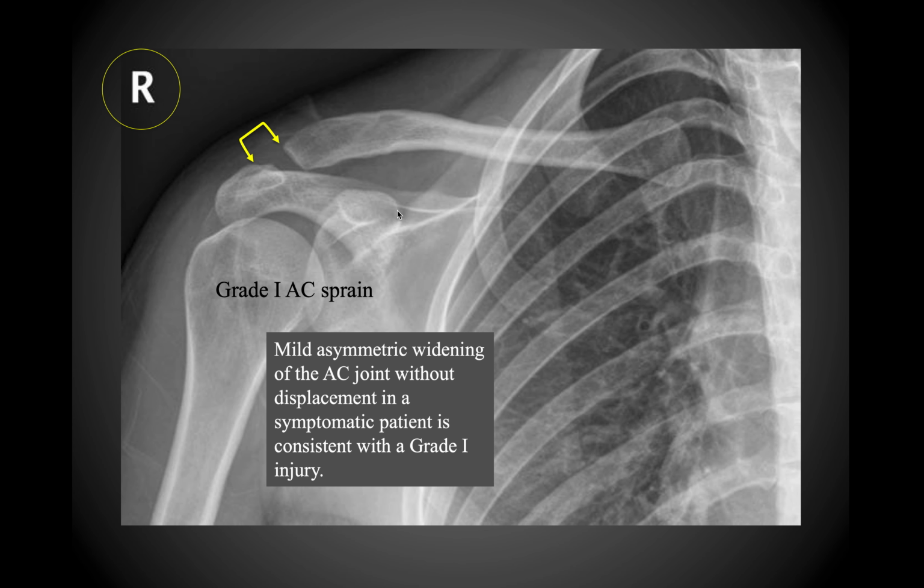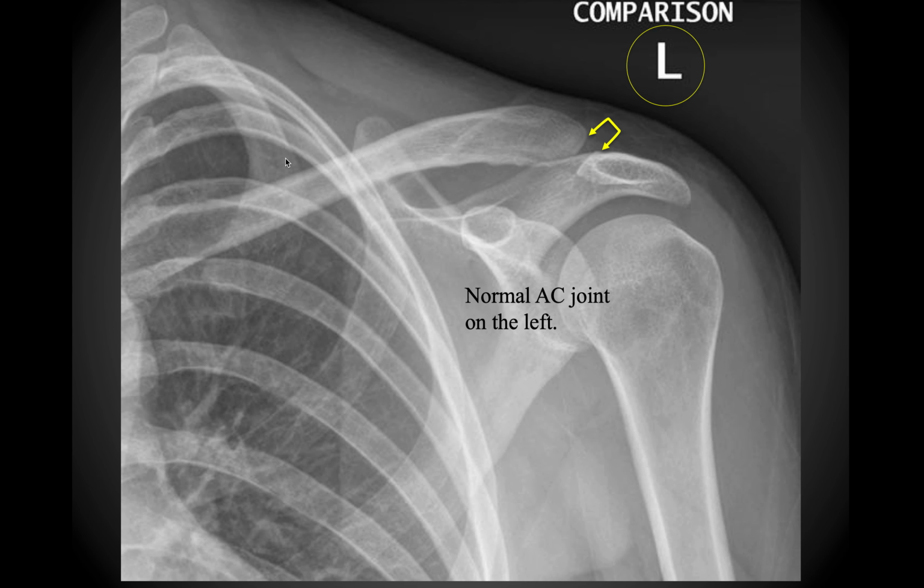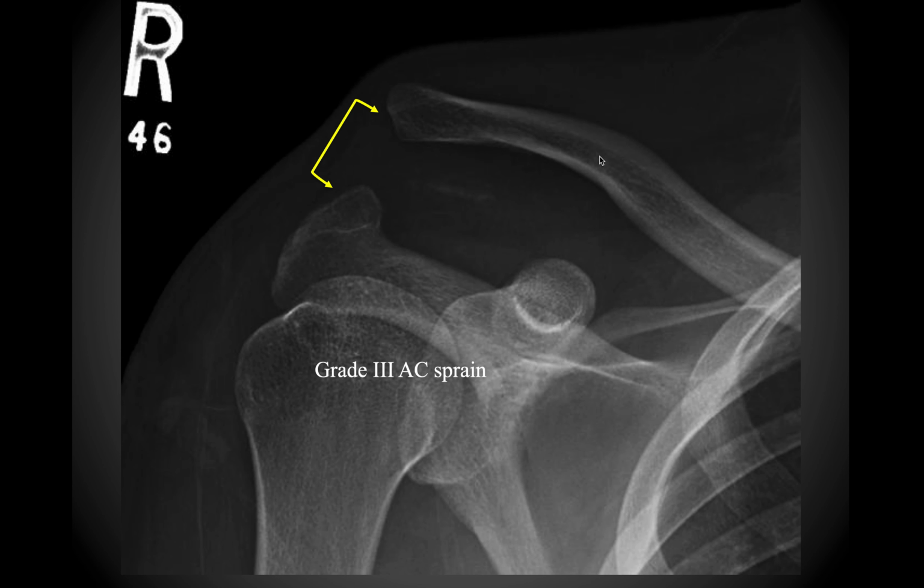So in this example, we can see a grade 1 acromioclavicular sprain, where we can see that there's slight widening of the AC joint, but there's no displacement of the two components of the joint. So you can see the clavicle and the acromion are still in the same horizontal plane, but the distance between the two is just a little bit widened, and so that indicates a grade 1 injury, which is the least severe. And then this is the contralateral side for comparison, and here you can see the normal distance between the distal clavicle and the acromion process.